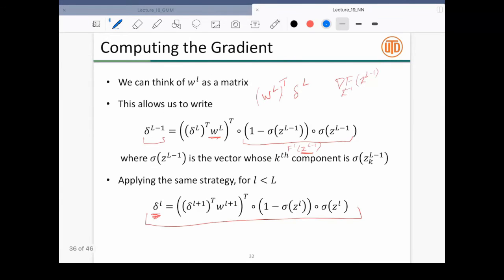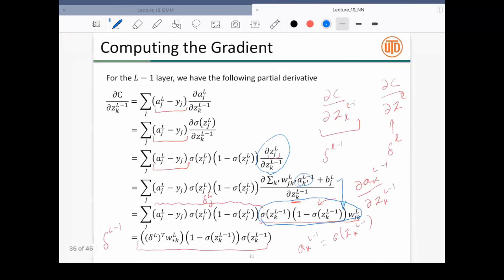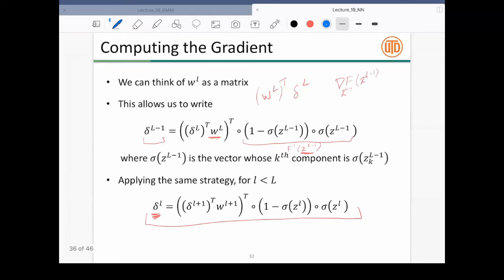I also wanted to make sure, still on the next slide, that those are supposed to be multiplication symbols, right? Yeah, so this is actually element-wise multiplication.